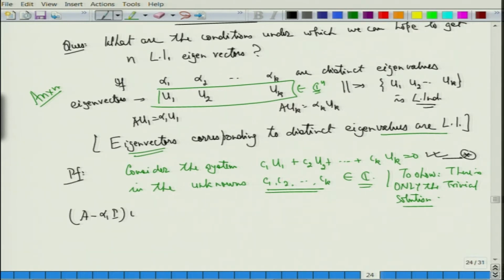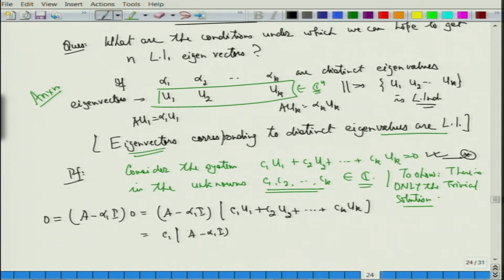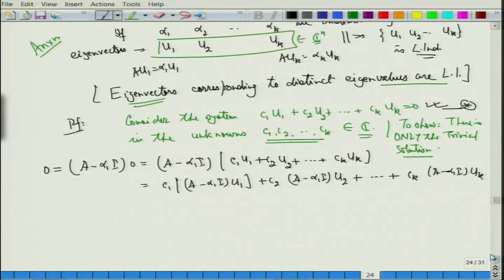On the other side, I will get A minus alpha 1 I times C1 U1 plus C2 U2 plus CK UK. Now, just putting it inside, it gives me C1 times A minus alpha 1 I U1 plus C2 times A minus alpha 1 I U2 plus CK times A minus alpha 1 I UK. This is what I get.